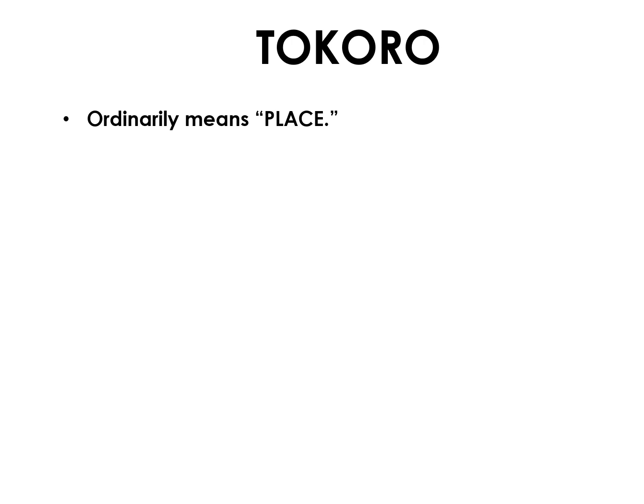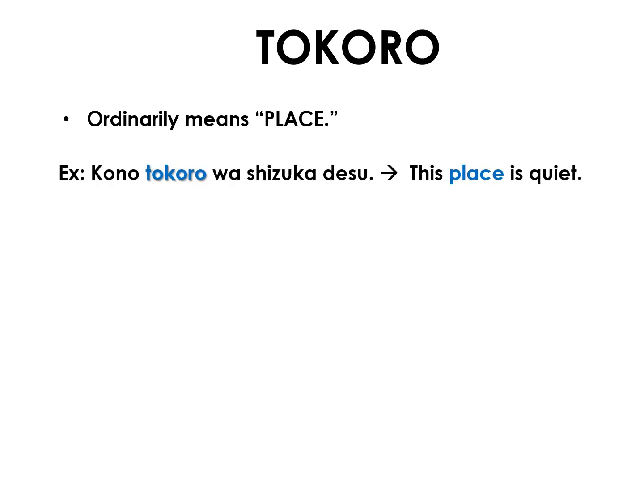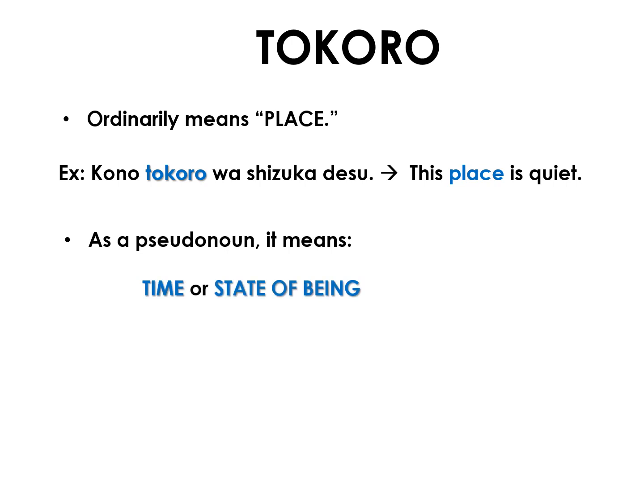Tokoro is a noun that ordinarily means place, such as when you say, this place is quiet. Kono tokoro wa shizuka desu. However, as a pseudonoun, it means time or state of being.